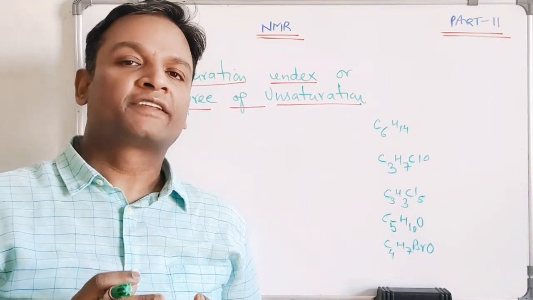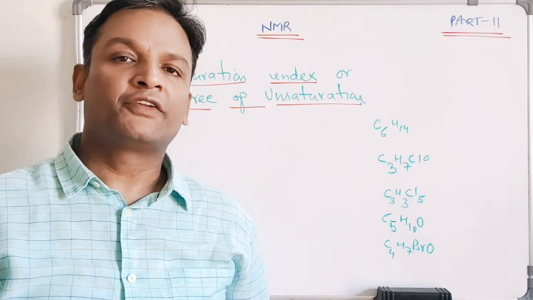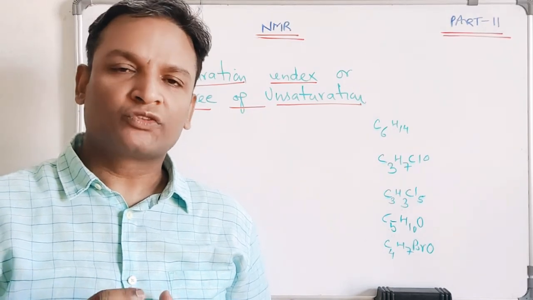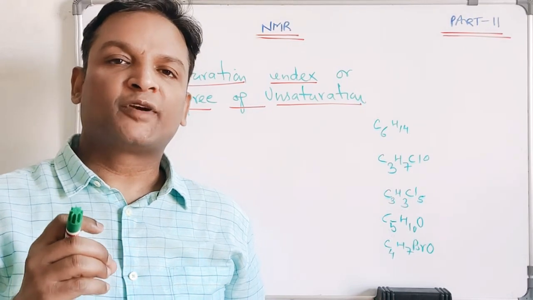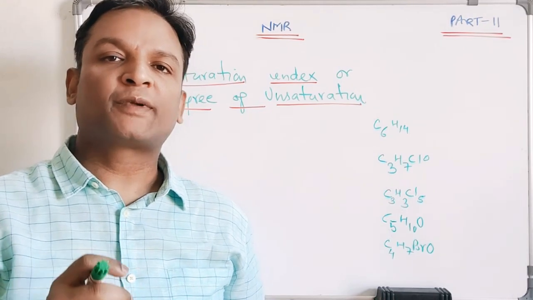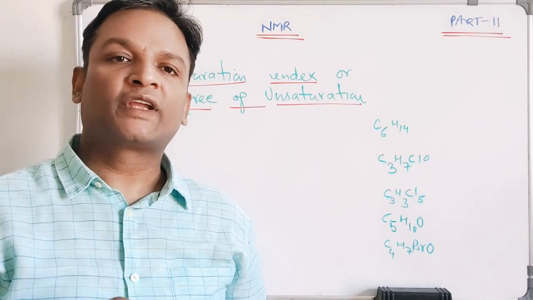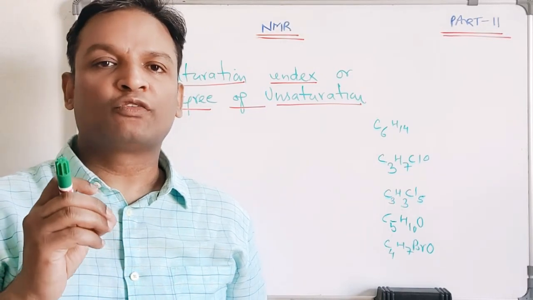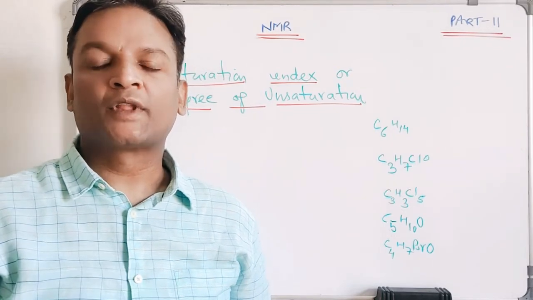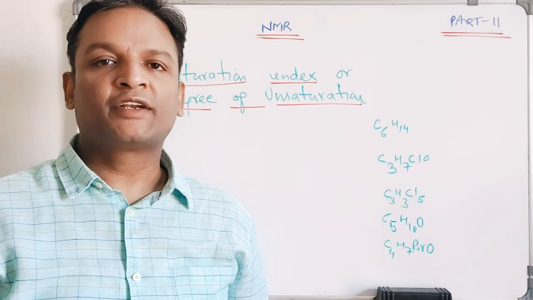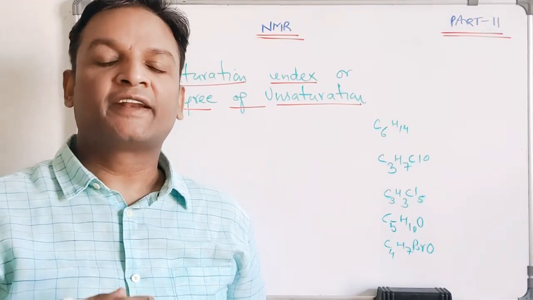Next topic we will discuss is called the degree of unsaturation, or the unsaturation index. It is the most important parameter. Before discussing NMR spectroscopy structure elucidation, discussion of this parameter is a must. By looking at the molecular formula of the compound, we can find out the degree of unsaturation, which means how many different types of unsaturation are there in the compound.